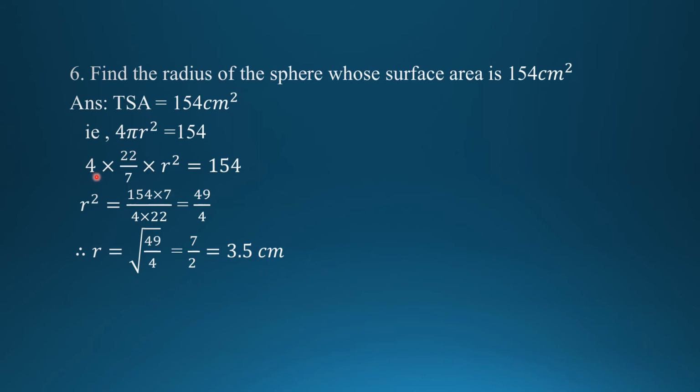It will be 4 into 22 by 7 into r square is equal to 154. Therefore, r square is equal to 154 into 7 by 4 into 22, which is 49 by 4. Square root of 49 by 4 is 7 by 2, which is 3.5 centimeter.